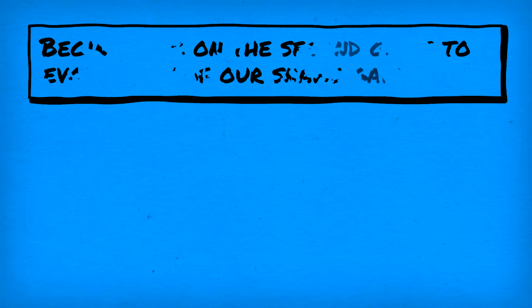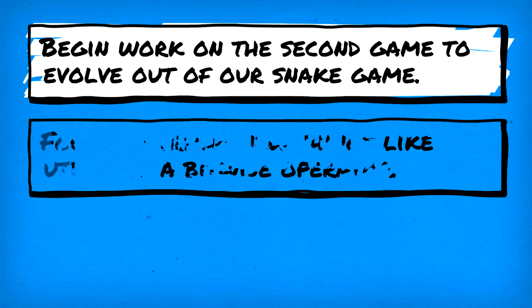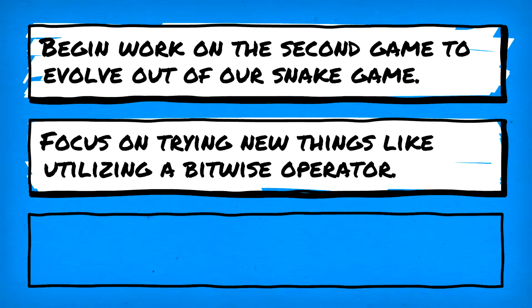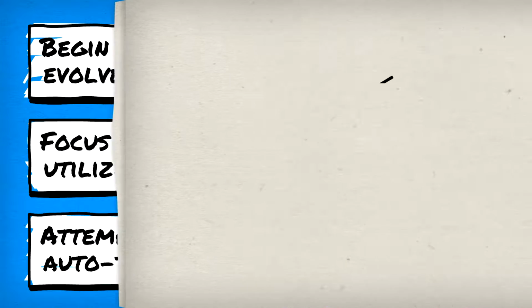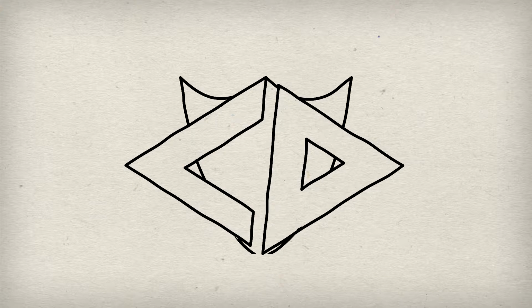Today we'll begin work on our second project to evolve out of our original Snake game project. And while the first project has some familiar elements to it, we'll be exploring a ton of new things with this project, starting with something I hope we'll be using a lot, the Bitwise operator, which we'll attempt to utilize today by creating a custom auto tile system using tiles and the tile layer. Sounds complicated indeed, so let's not waste any more time and get to the coding.